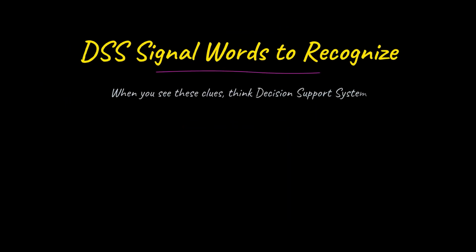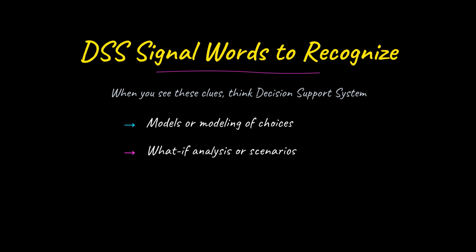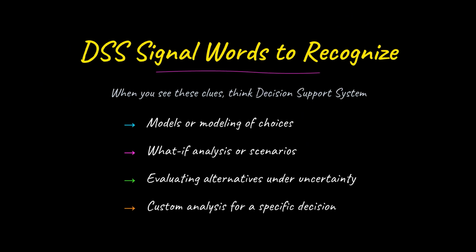Exam questions signal a DSS through specific clue words. Look for models, what-if analysis, scenarios, and evaluating alternatives. The presence of a genuine decision with multiple options to compare under uncertainty is the definitive tell. Routine reporting or transaction recording would point elsewhere.